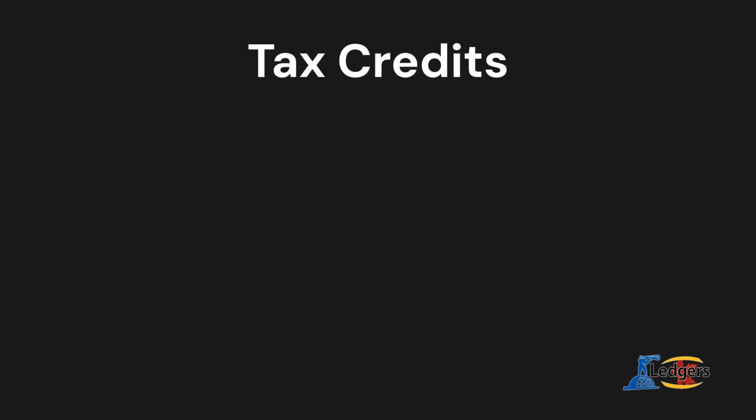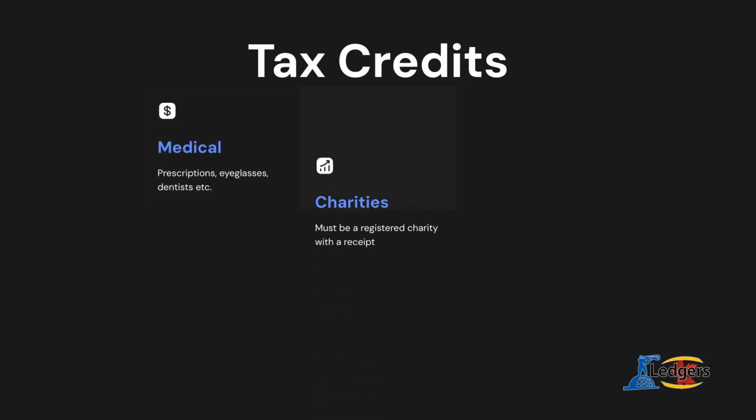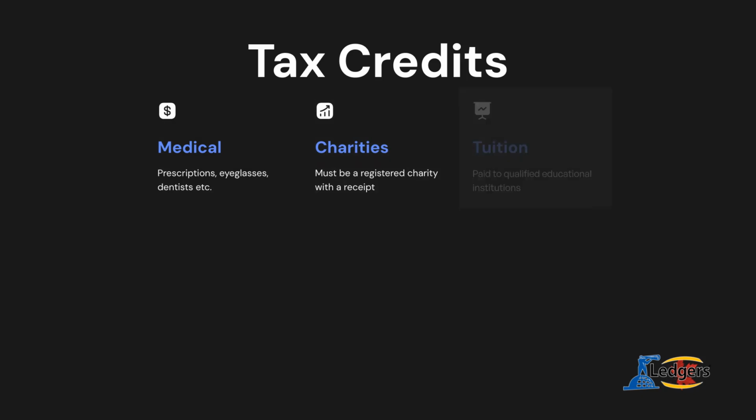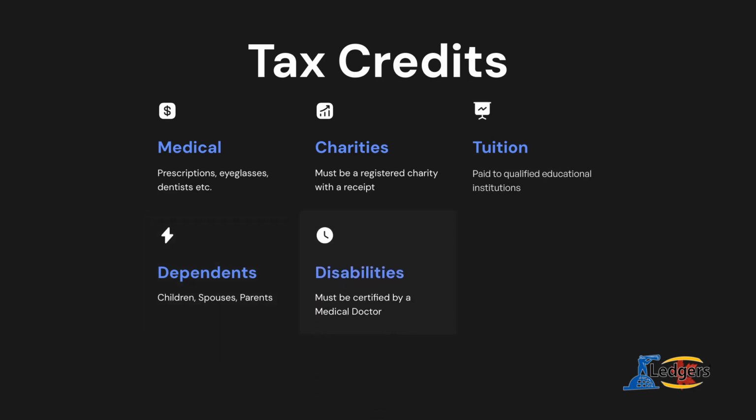Here are some common examples of tax credits. Remember, these may reduce your tax payable, but generally do not create a tax refund. Medical expenses such as prescription drugs, eyeglasses, dentists, and other medical practitioners. Donations to charitable organizations. Tuition and amounts paid for continuing education. You can claim a credit for eligible dependents and sometimes your spouse or common law partner. Persons with disabilities affecting their daily activities can claim an additional credit, and expenses related to the adoption of a child can also be claimed.